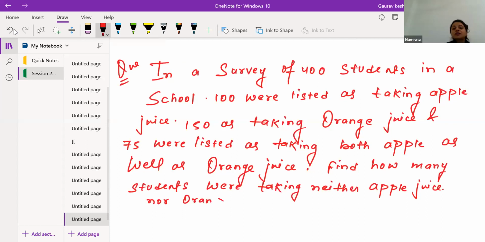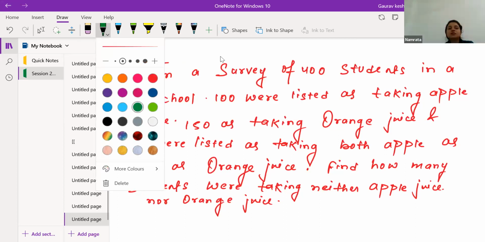Let's see what is given in the question. Then we will focus on what exactly the question is asking about. So here, let's focus on what exactly is given in the question.